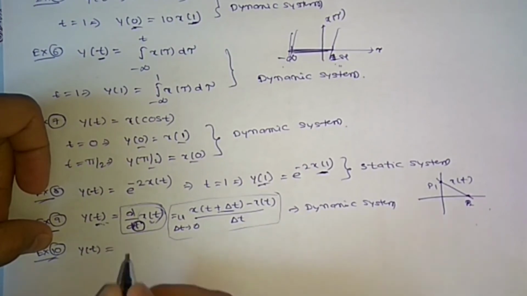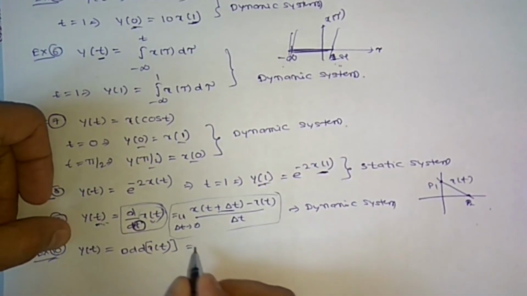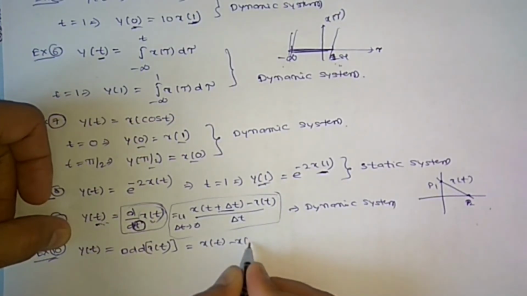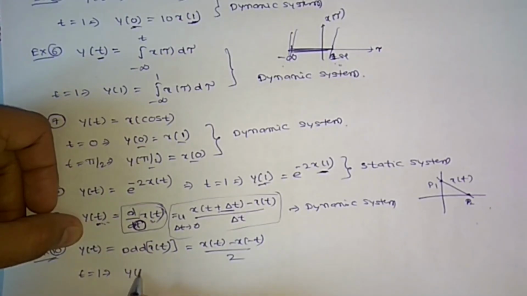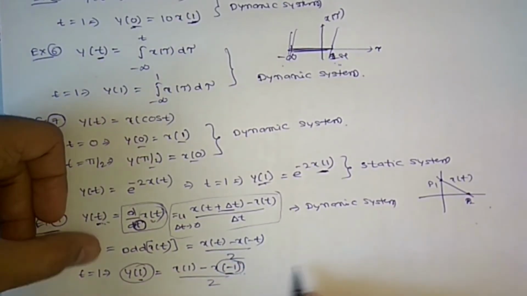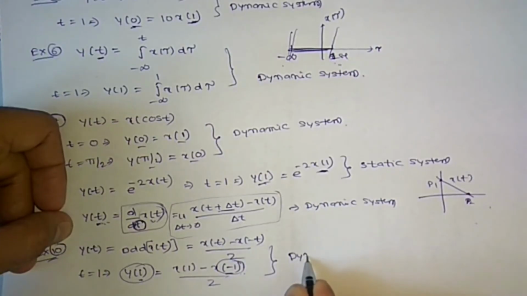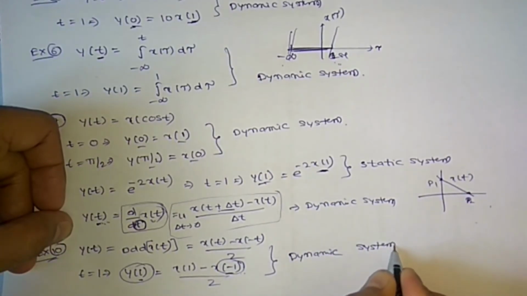y of t equal to odd of x of t. The odd part of x of t we can write as x of t minus x of minus t, divided by 2, right? So this is the relation. At t equal to 1, y of 1 is x of 1 minus x of minus 1, divided by 2. So it depends on a past value, right? So the system is dynamic. Thank you.